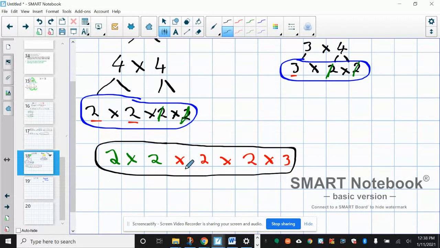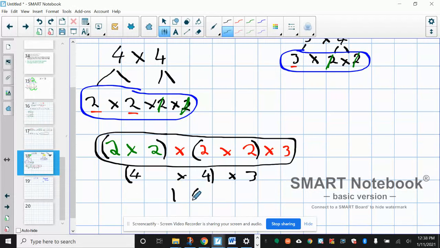And when I go ahead and perform that calculation, 2 times 2 will give me 4. So I might do it in steps. I can do that 2 times 2 first, multiplied by this 2 times 2 gives me another 4, times 3. If I do that again in steps, 4 times 4 gives me 16.